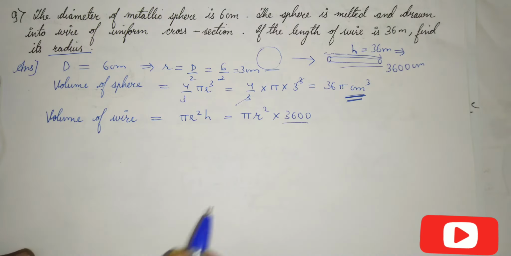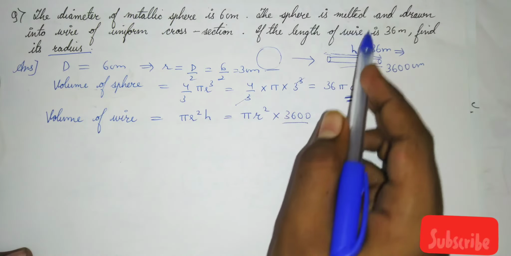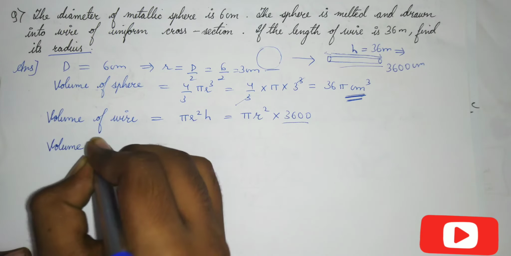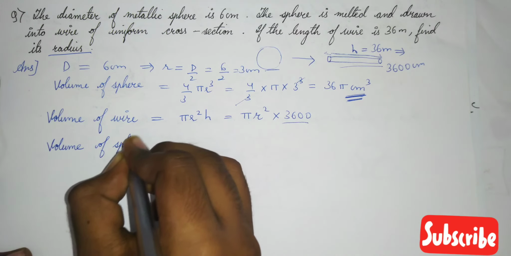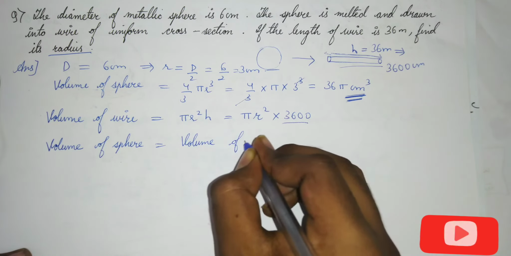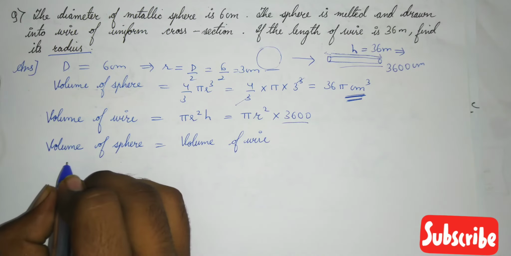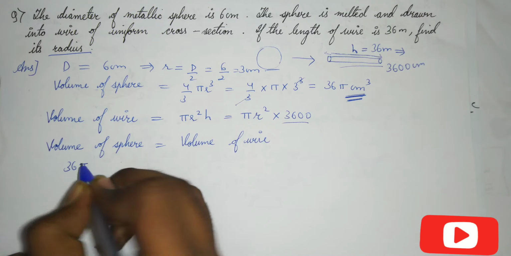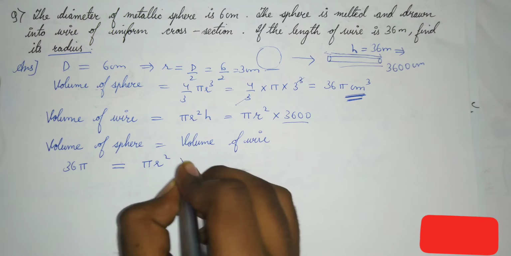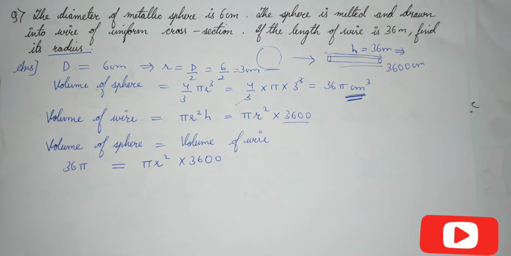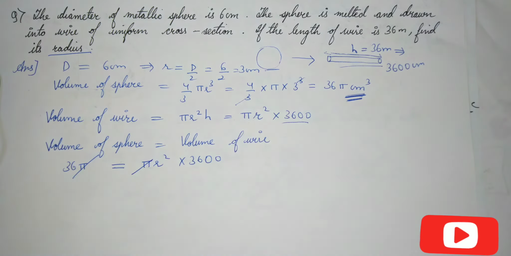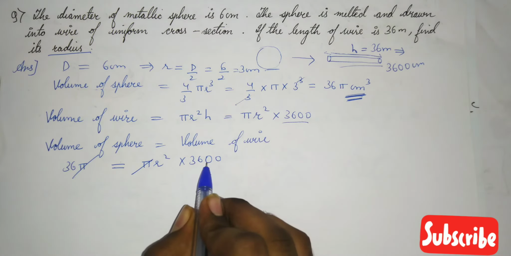Now we know that this sphere is melted and drawn into the wire. So according to the question, volume of sphere is equal to volume of wire. The volume of sphere is 36 pi, which is equal to the volume of wire, pi r square into 3600. So this pi gets cancelled. Now what is the remaining thing? I'll take this to the other side.